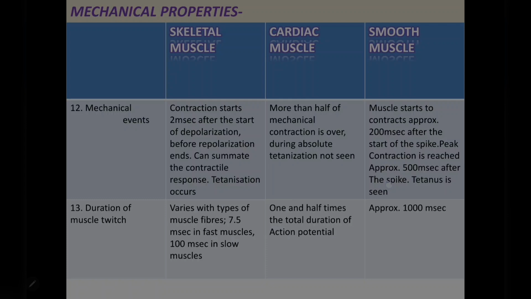Duration of muscle twitch varies. In skeletal muscle, it varies with the type of muscle fiber: 7.5 milliseconds in fast muscle and 100 milliseconds in slow muscle. In cardiac muscle, it is 1.5 times the total duration of the action potential, and in smooth muscle, approximately 1000 milliseconds.